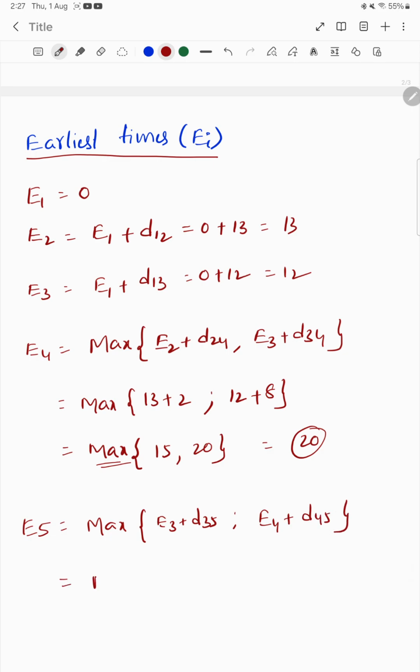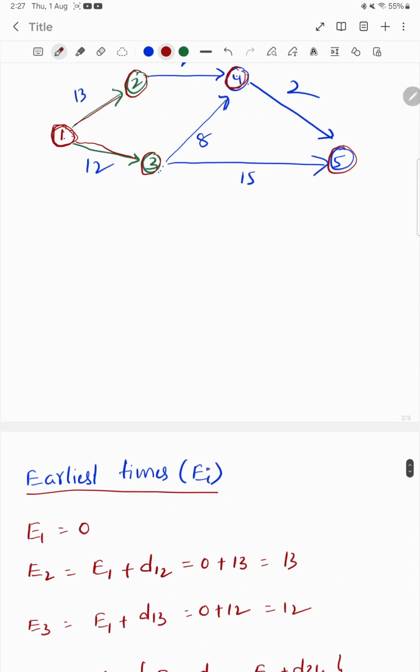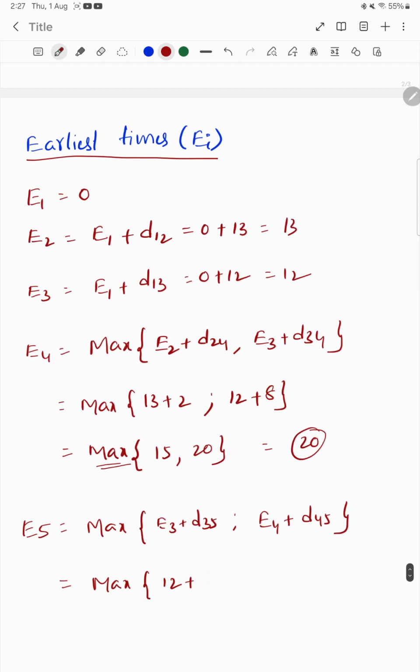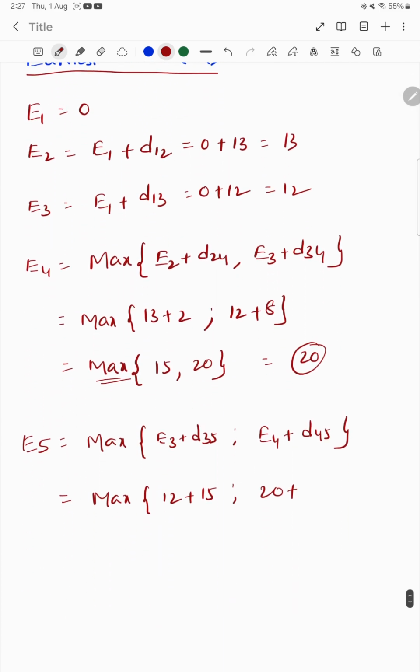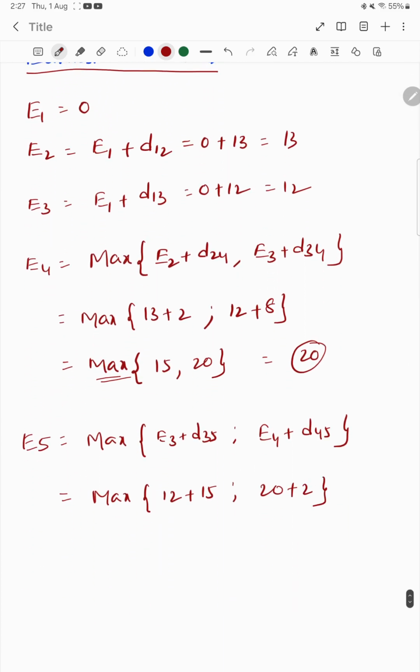This implies the maximum of E3, which is 12, plus 3 to 5, which is 15, and E4, which is 20, plus 4 to 5, which is 2. So this is the maximum of 12 plus 15, 27, and 20 plus 2, 22. Out of these, the maximum is 27.